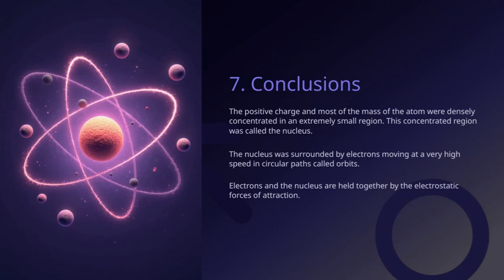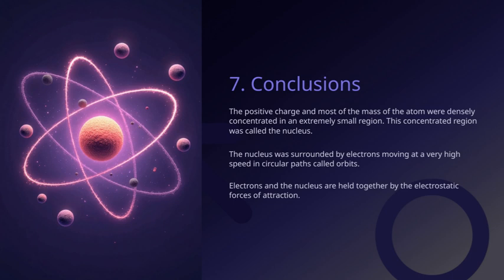Now, let's talk about how electrons and the nucleus stay together. They are held together by electrostatic forces of attraction, which are pretty strong and keep these particles bound within the atom. In the early models, the nucleus was thought to be surrounded by electrons moving at very high speeds. These electrons traveled in circular paths called orbits, kind of like planets around the sun. Most of the atom's positive charge, along with the majority of its mass, was concentrated in this tiny, dense region we call the nucleus. This small but incredibly important part of the atom is central to understanding atomic structure.